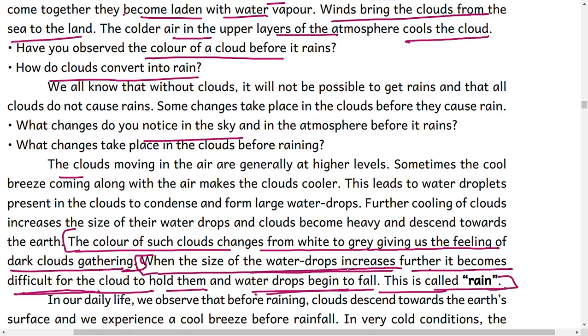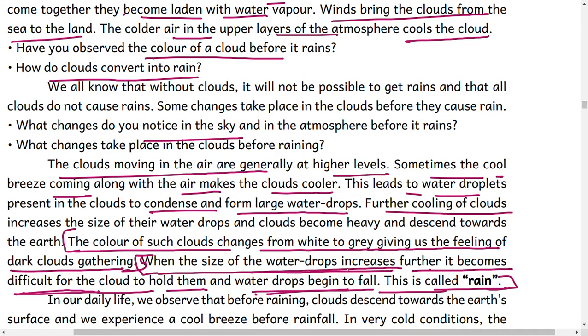The clouds moving in the air are generally at higher levels. Sometimes the cool breeze coming along with the air makes the clouds cooler. When the clouds get cooler, this leads the water droplets present in the clouds to condense and form large water drops.